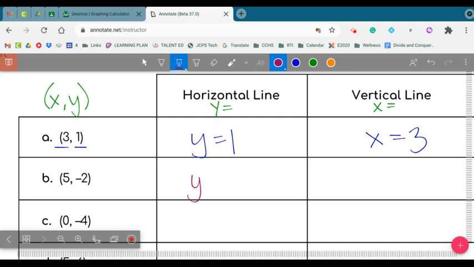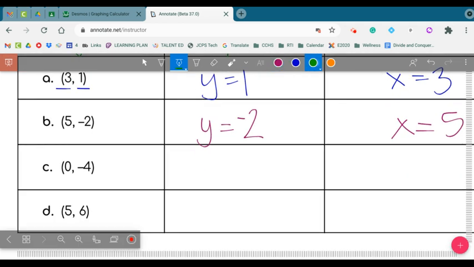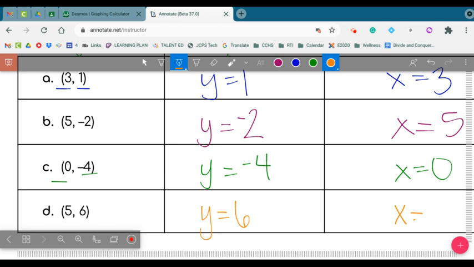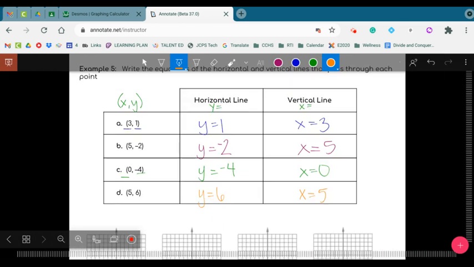Next one, we're going to have y equals -2 because that's our y value. We're going to have x equals 5 because that is our x value. We're going to have y equals -4, x equals 0, because I'm looking at what are my y, what are my x. So we're just writing the equation for either the vertical or horizontal line through that point. So there are 2 separate lines for each point. Last one, we're going to have y equals 6 and x equals 5. So those are our equations.